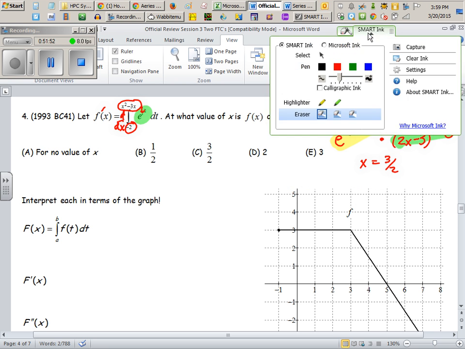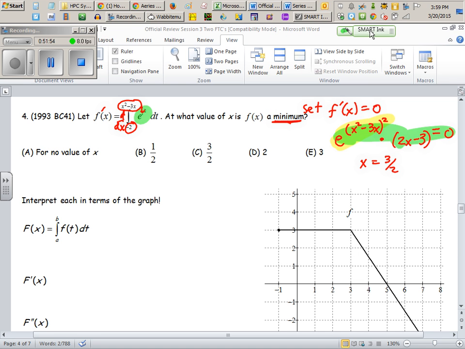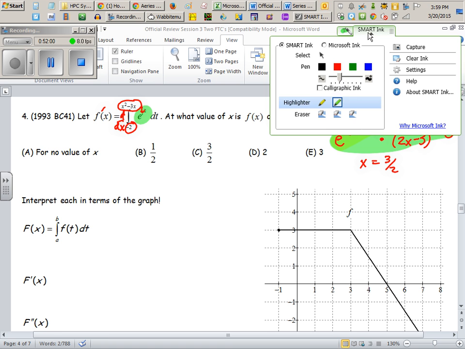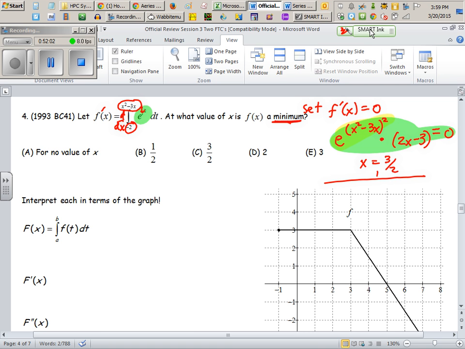Okay, so here's your derivative right here, all of this. You can just plug in a number to the left of 3 halves and a number to the right of 3 halves. We'll just turn this into a sign chart real quick. F prime is right here in the red box.